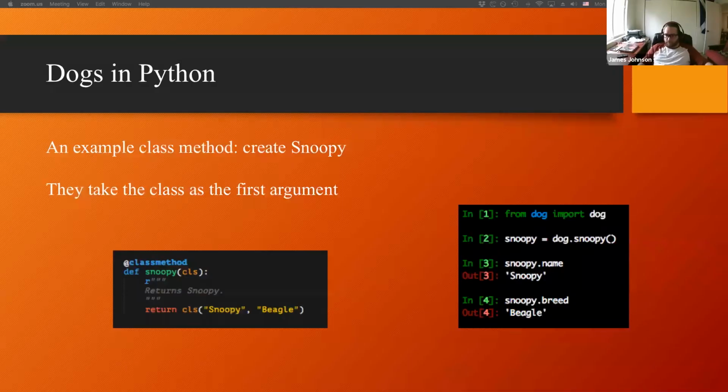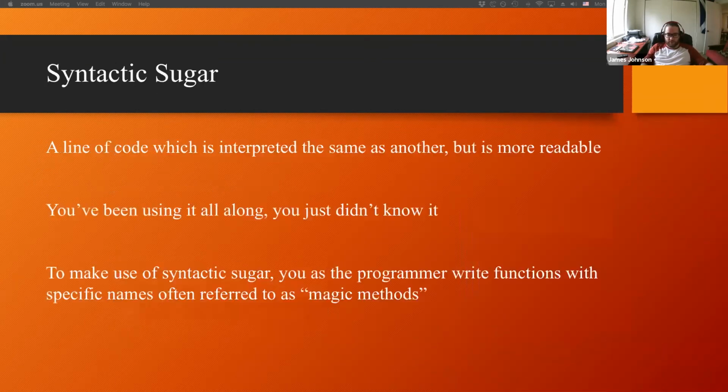So let me go ahead and get back to screen share. So we are now still looking at the dogs in Python slide. Can I get a quick confirmation in the chat that we are seeing this slide? Thank you, Robert. So moving forward then, the next set of slides focus on something called syntactic sugar.